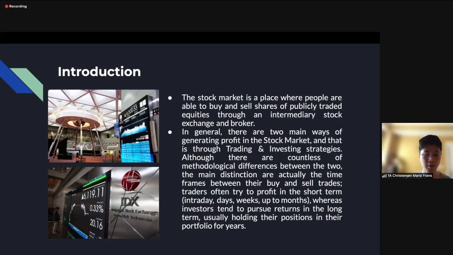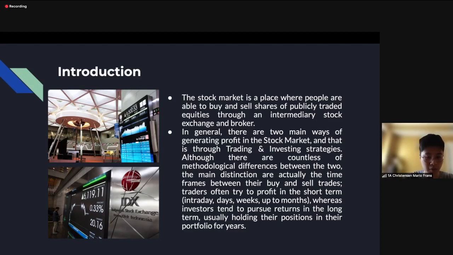In general, there are two main ways of generating profit in the stock market, and that is through trading and investing strategies. Although there are countless methodological differences between the two, the main distinction is the time frames between their buy and sell trades. Traders often try to profit in the short term, such as intradays, whereas investors tend to pursue returns in the long term, usually holding their positions in their portfolio for years.